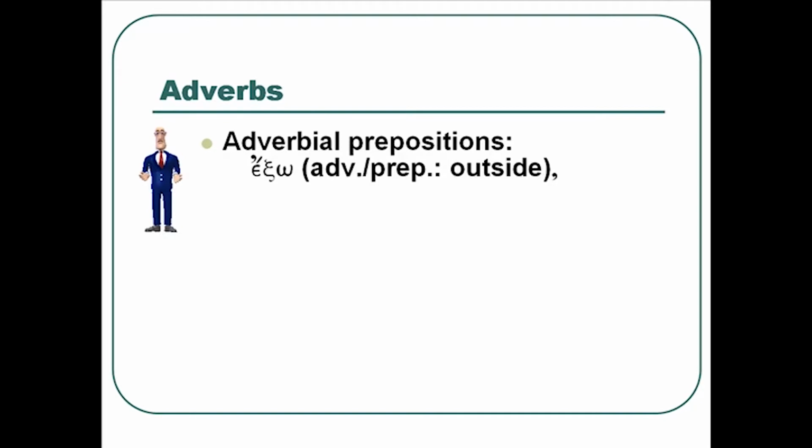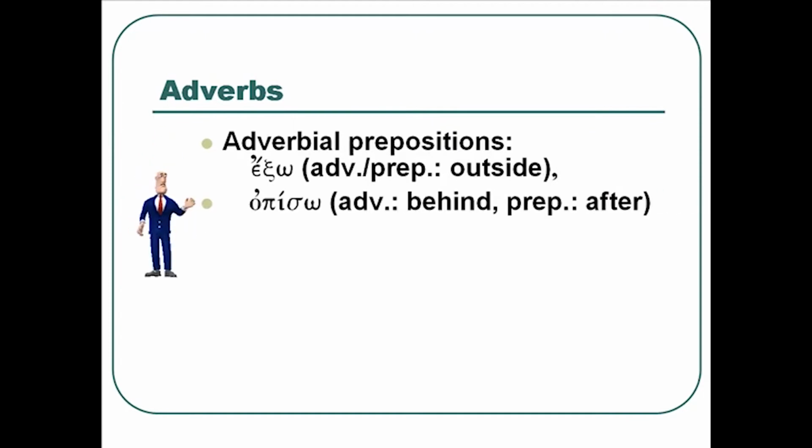Now you have what are called adverbial prepositions. And so words like exo are an adverb or preposition meaning outside. Opiso also is taken as an adverb meaning behind. In another context, it'll function as a preposition meaning after. So you've got this linking between prepositions and adverbs. There are many more prepositions than there are adverbs, but some of the prepositions will do double duty and have this adverbial use.